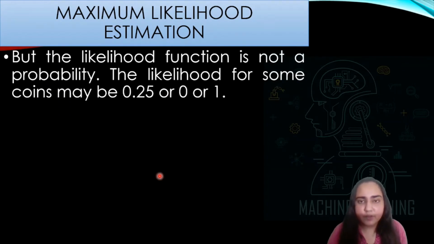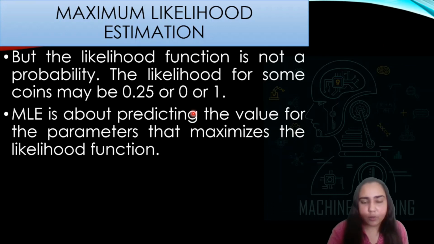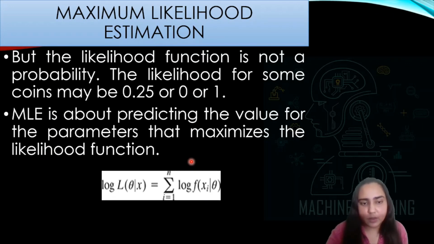But the likelihood function is not a probability. The likelihood for some coins may be 0.25 or 0 or even 1. What MLE is, it's about predicting the value for the parameters that maximizes the likelihood function. Okay, so you have to predict the values in such a way that this likelihood is maximum. And this is the equation for that. So you take a log of this and take a log of that. It's just log added on both sides. So this is how maximum likelihood estimation works.